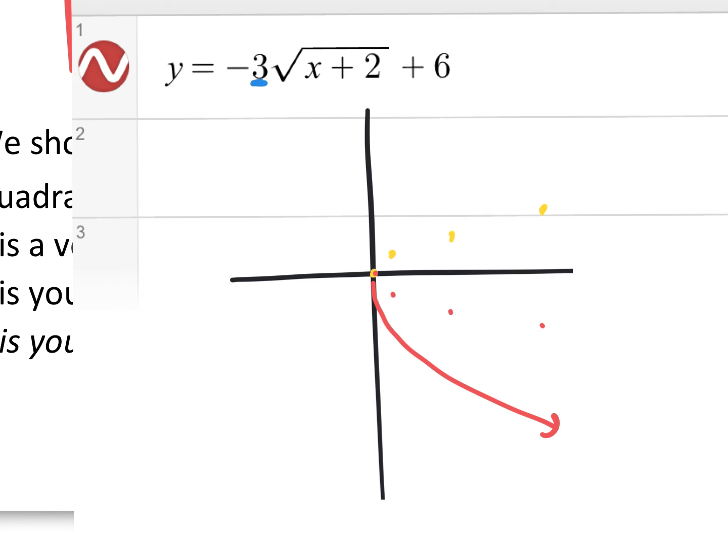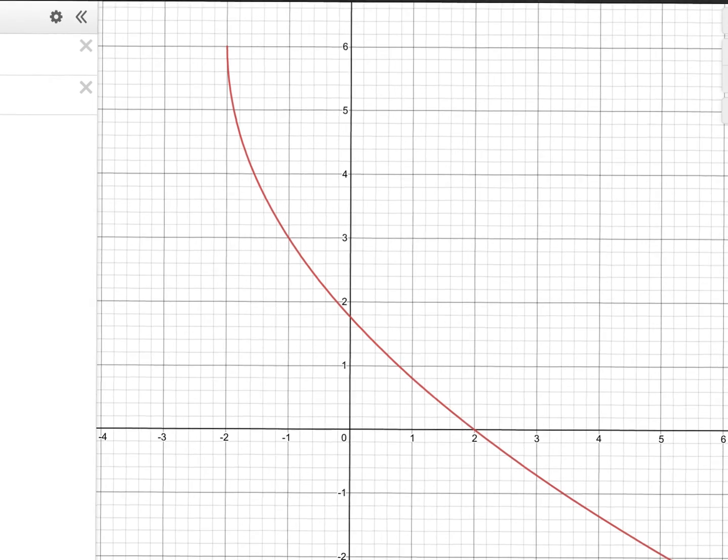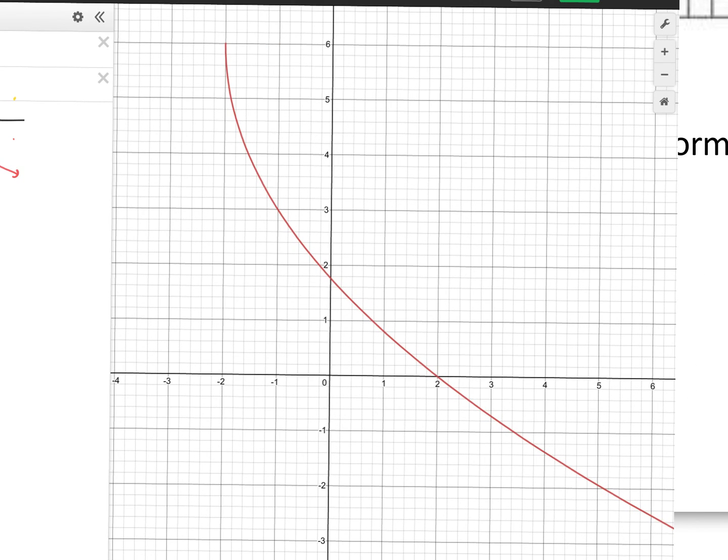What else? The next value is an h shift 2 to the left and k shift of 6 up. So if I did shift this guy 2 to the left and 6 up, it would be up here at the coordinate negative 2, 6, and it'd be like that. So that is what our graph looks like. Let's check it out on Desmos. Look at it. There it is. It's exactly what we sketched.